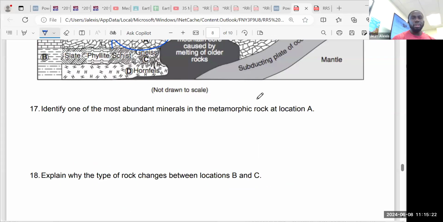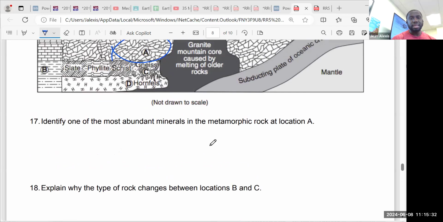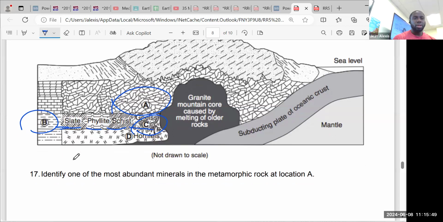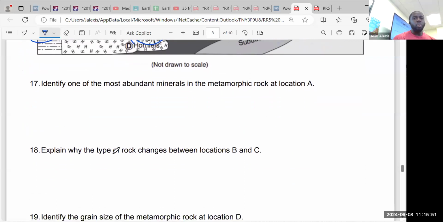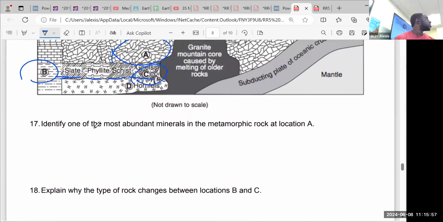All right, number 18. We're on packet number 5, number 18. It says, explain why the type of rock changes between locations B and C. From B to C, we see how the rock is changing, right? It goes from slate to phyllite to schist and gneiss. How can we find out why this type of rock is changing between B and C?